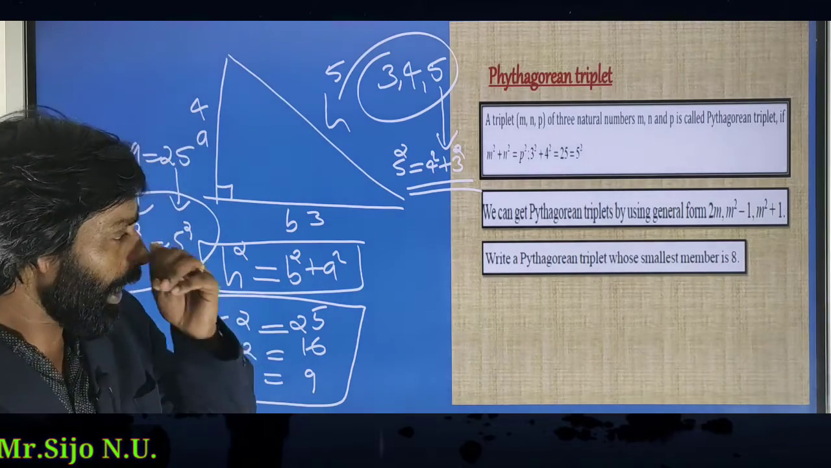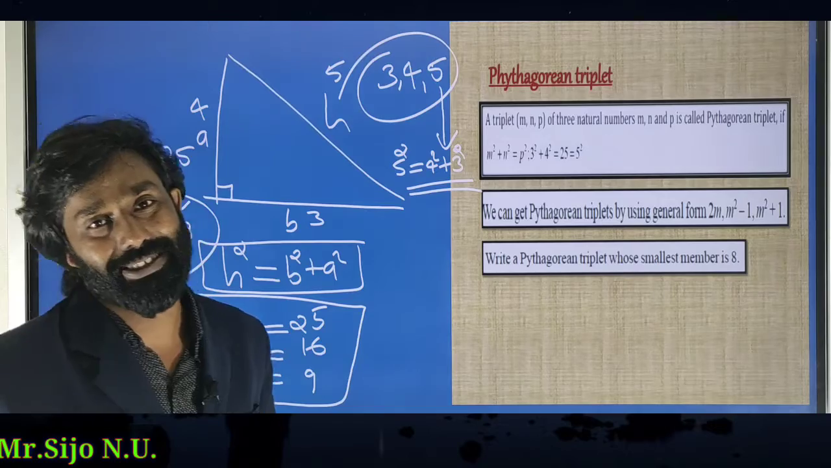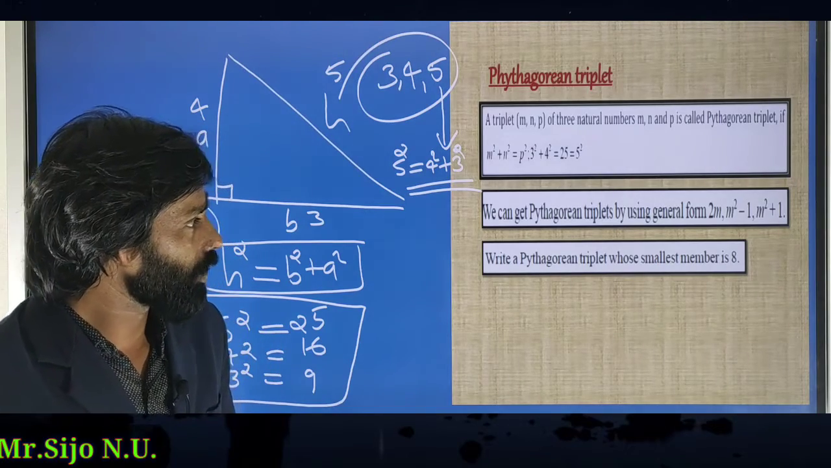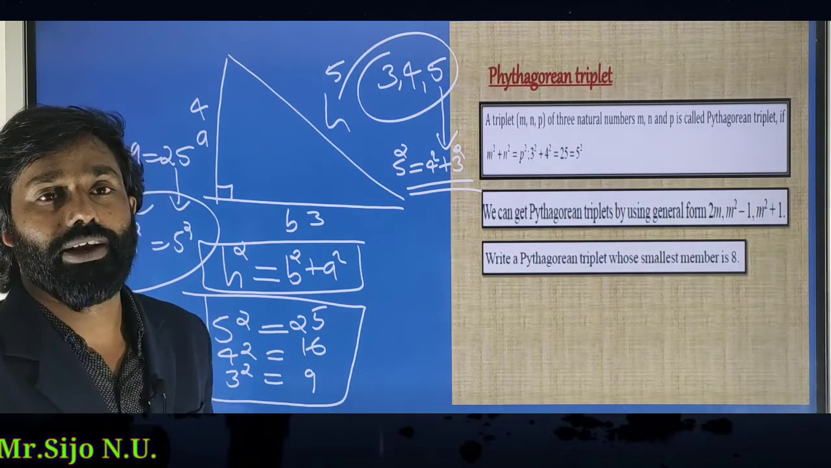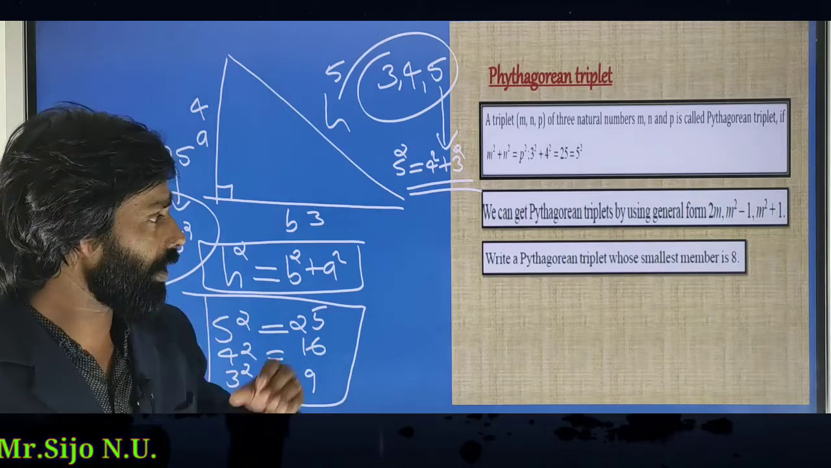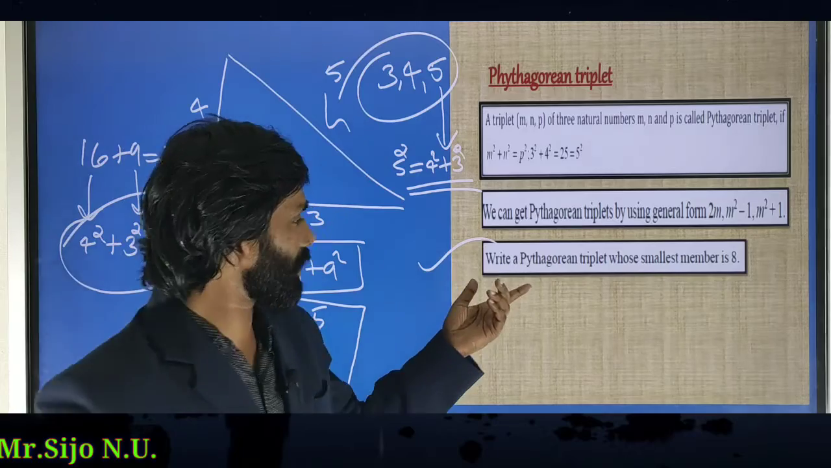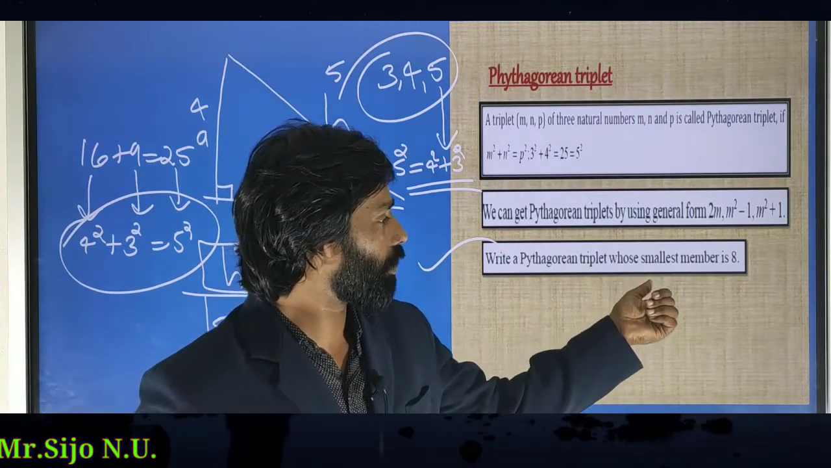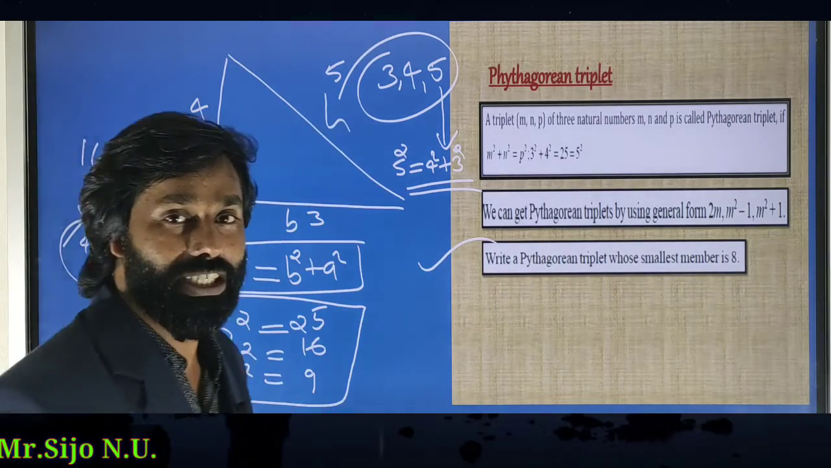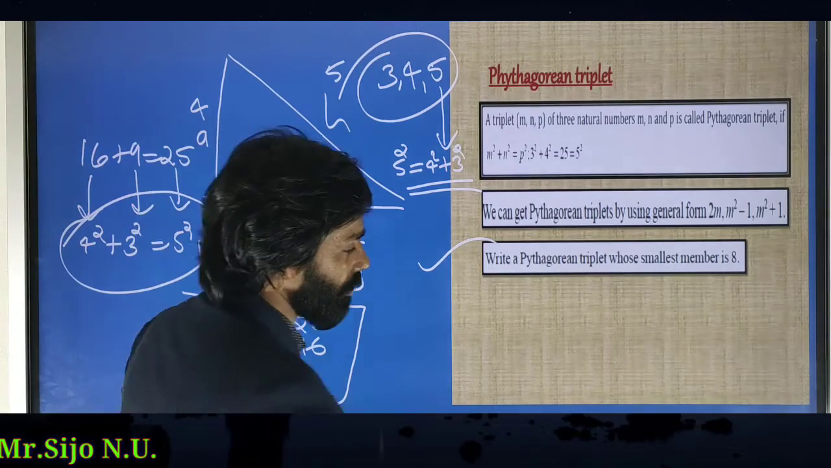Like this there are so many Pythagorean triplets. So how can we find the Pythagorean triplets? If we are asked a question like this: write the Pythagorean triplet whose smallest number is 8. So let us check how we can find it.